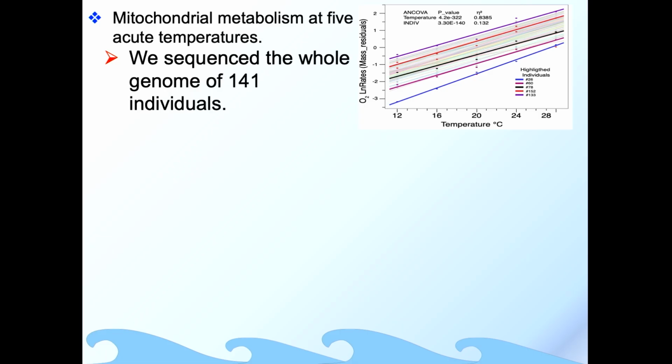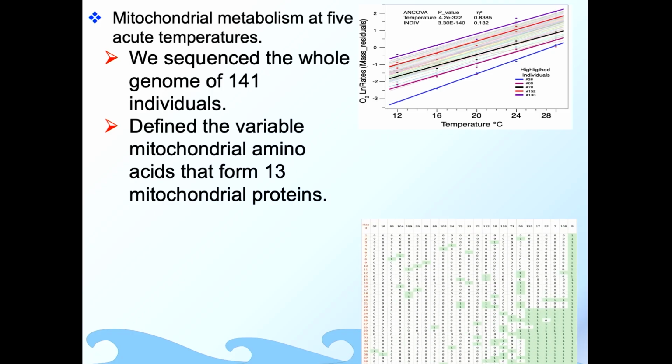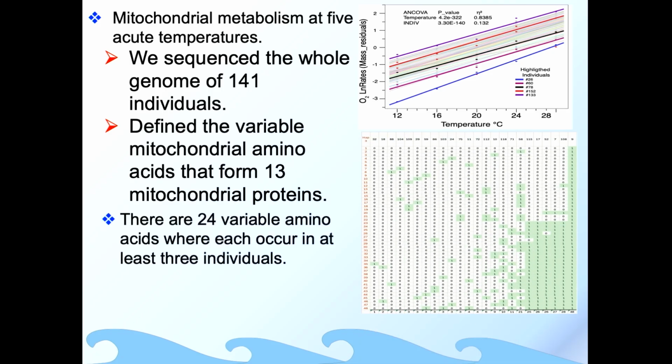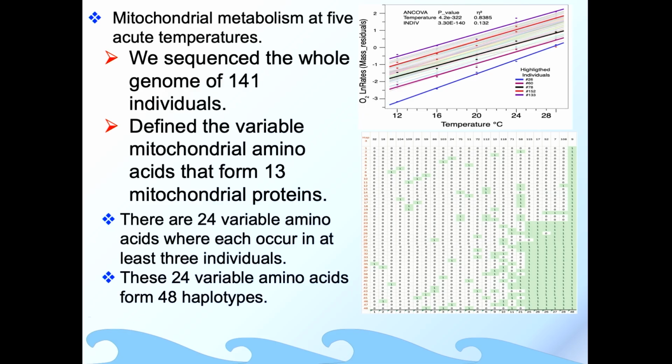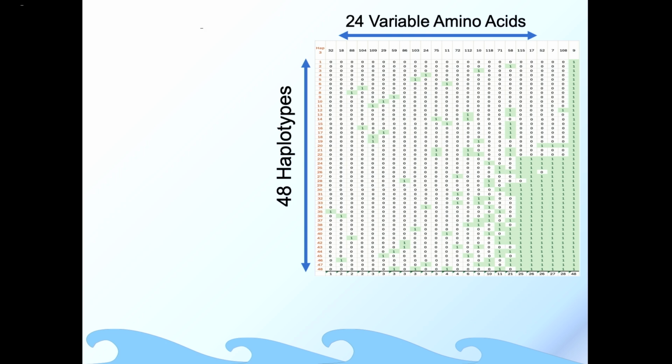So we sequenced the whole genome of 141 individuals. We defined the variable mitochondrial amino acids that form the 13 mitochondrial proteins. There are 24 variable amino acids that occur in at least 3 individuals, and they form 48 haplotypes. You go, what? So those are the 24 amino acids, and those are the 48 haplotypes.